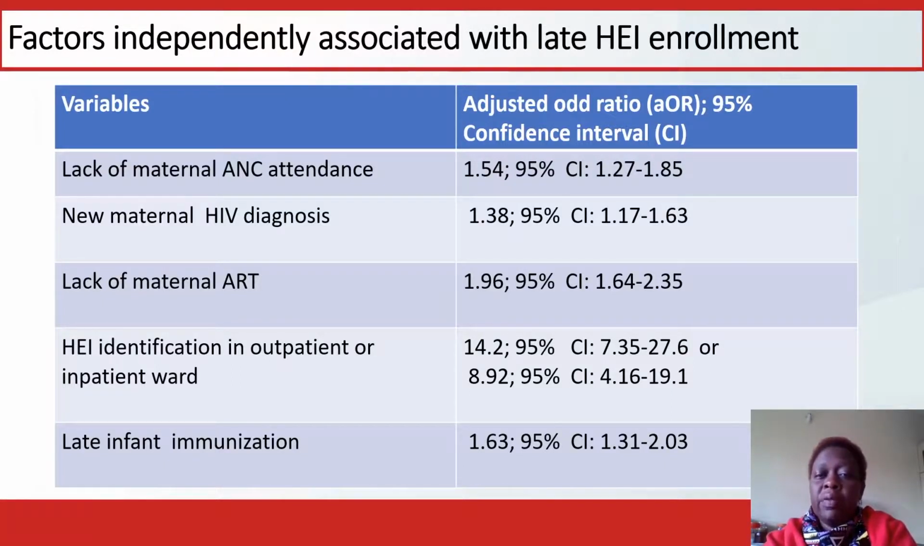However, HEI identification in the outpatient had an adjusted odds ratio of 14.2 and 8.92 in the inpatient. This outpatient or inpatient is where the infants were presenting for the first time or they were being captured for testing, having either been missed in the MCH clinics or were presenting for the first time in the outpatient because of seeking other medical services.